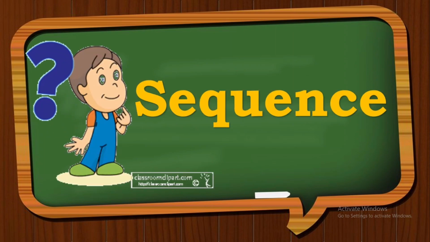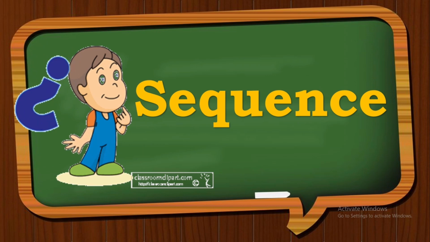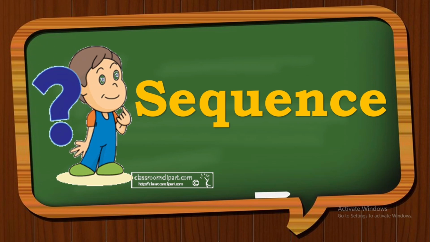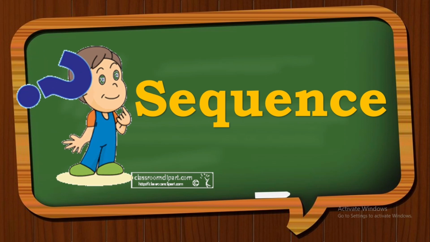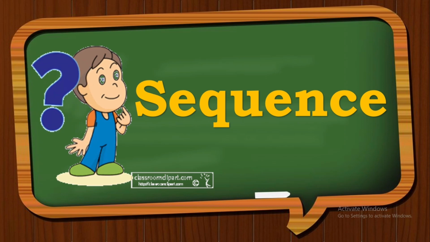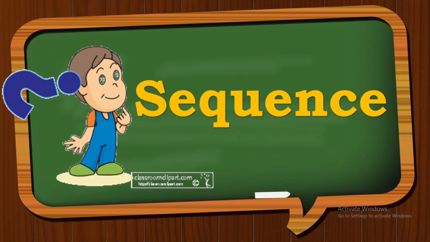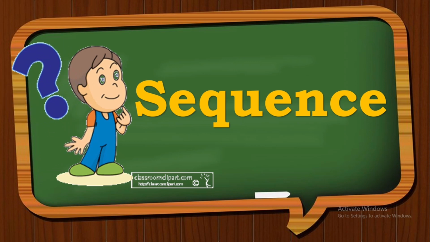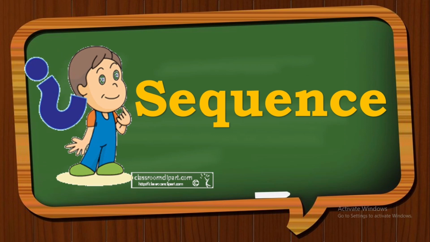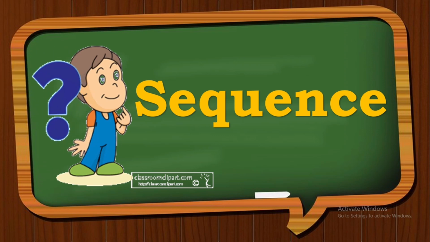In cooking our meals, there is a sequence of procedures. In washing our clothes, there is also a sequence. In building our homes, there is always a sequence. And in achieving our goals in life, there is always a sequence. And that is how important a sequence is.